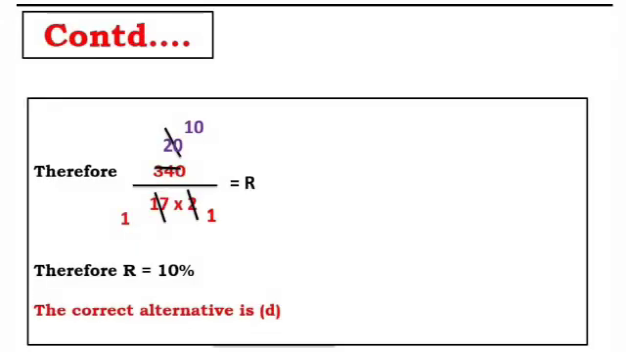Now, as you have got 340 is equal to 17 into R into 2, now you are going to find out R. So 17 into 2, when it goes to your left hand side, it gets converted into division. So therefore 340 upon 17 into 2 is equal to R. So after cancellation, your R is 10%. So the correct alternative is D, that is 10%. The 4 options that were given were 12%, 15%, 4% and 10%. So you have found out that R is 10%, that is D.